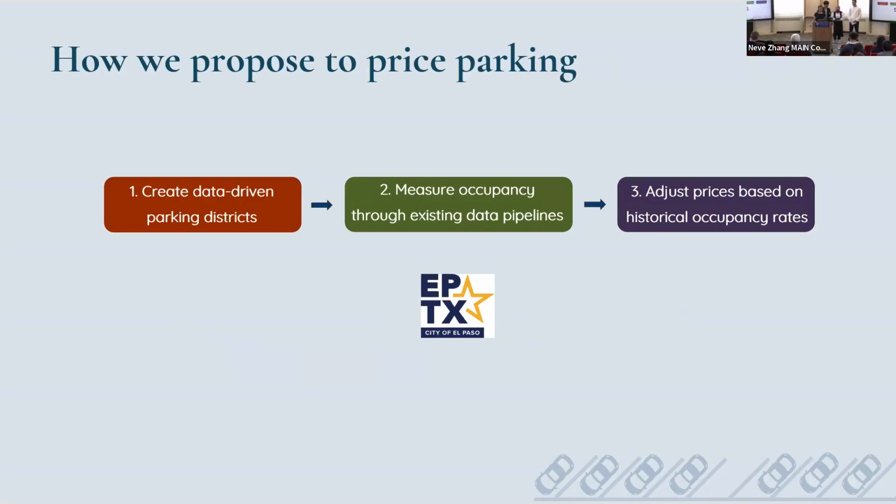Second, we leverage El Paso's existing meter data pipelines, using real-time transaction data to monitor occupancy. Our method works efficiently even with limited data, making it affordable and scalable without needing expensive sensors. Finally, we use predictive modeling to adjust prices proactively, forecasting occupancy by time of day, day of week, and district. This allows El Paso to set smarter prices that stay ahead of demand, not just react to it.